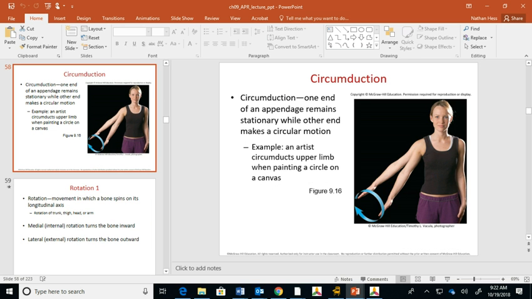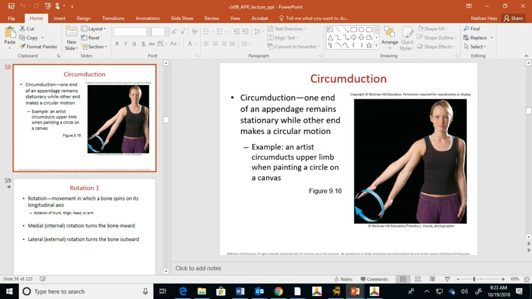Circumduction. This is one that you won't hear much about, to be frankly honest with you. It's a motion that's kind of a combination of a number of different things. But the point of it is that one end stays stationary and the other makes a circular motion. So you can do this with arms like this, right? You can do this with legs like that. There's really no real reason for us to do that in a significant way.